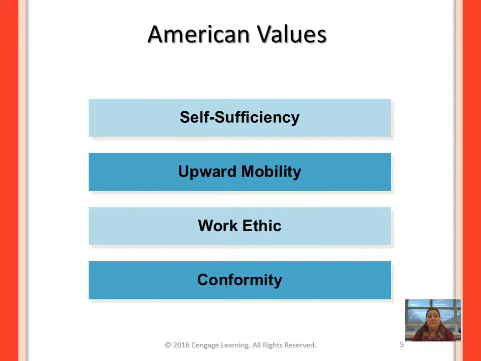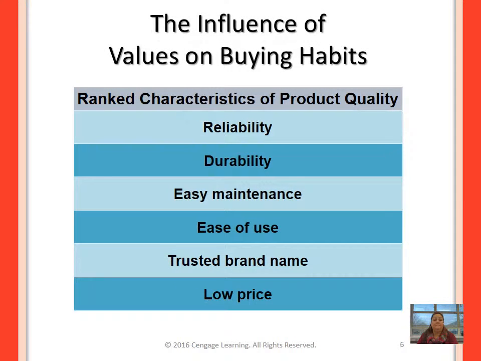Values are formed through interaction with family, friends, and influencers such as teachers, religious leaders, and politicians. This environment can also play a role in shaping those values. Values influence how we buy and the buying habits that we have. Consumers demand high-quality goods that save energy, time, calories, all sorts of different things. Furthermore, products must be durable and not break down. This slide shows the ranked characteristics of product quality that are important to consumers.